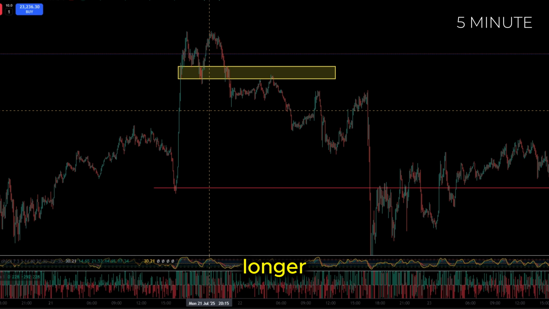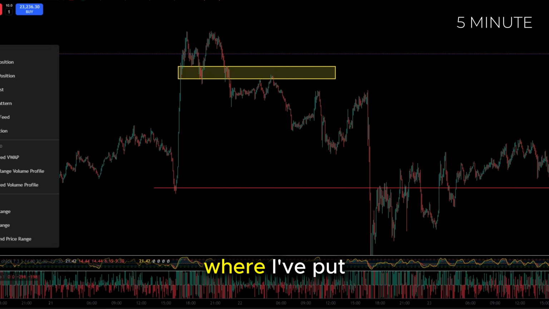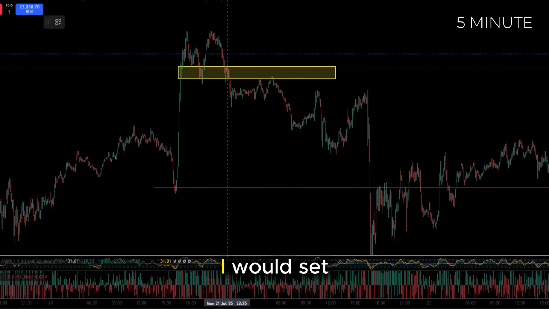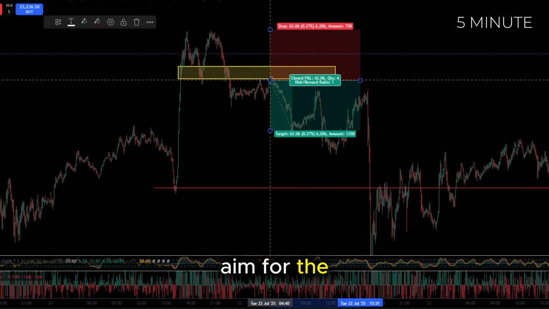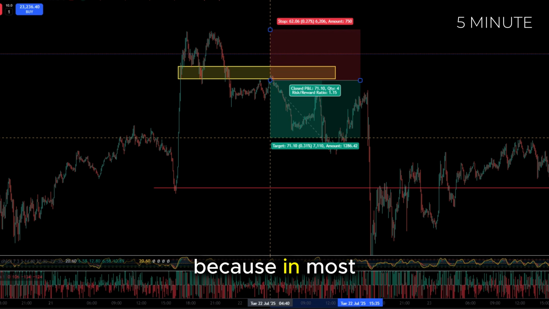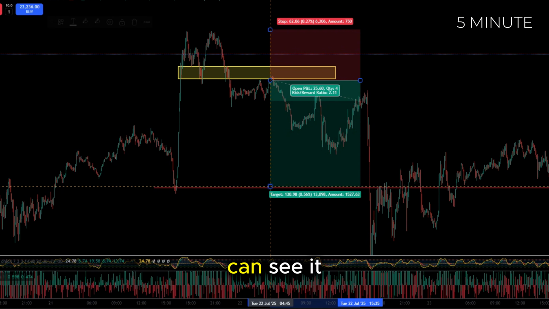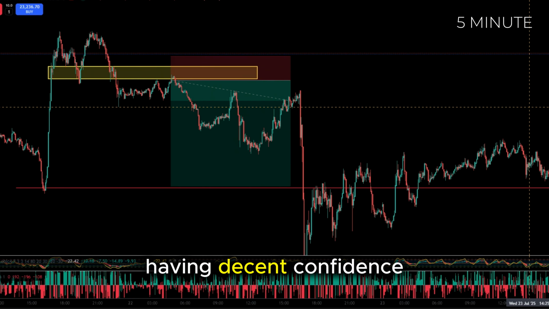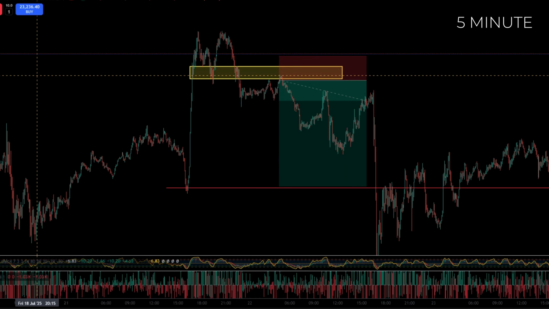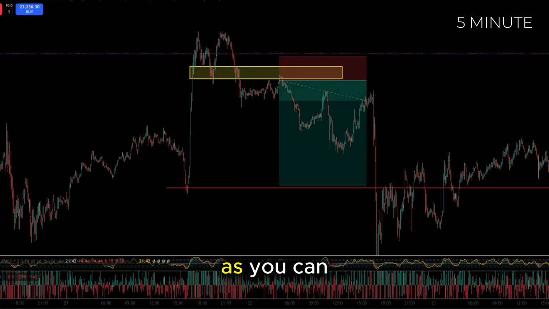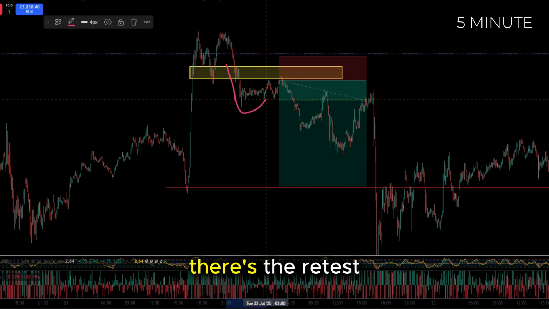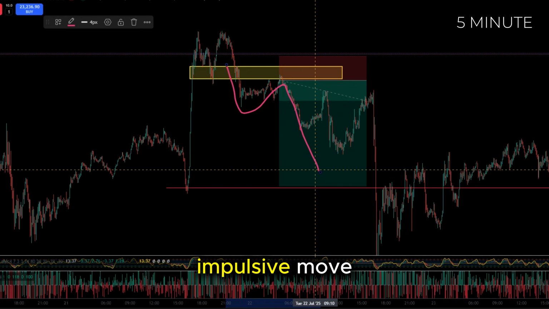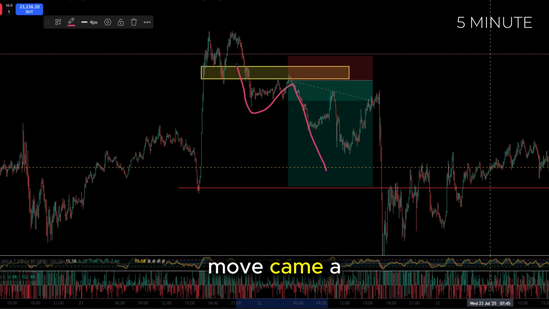This trade will take a bit longer, and this is where I've put the trade where I would set. So you would aim for the previous low, because most of the time it hits, and as you can see, it would have gone lower. So you can open 2 trades once you start having decent confidence in your skills. These are short positions at the time. As you can see, there's the break, there's the retest, and then the impulsive move. But the impulsive move came a bit later.